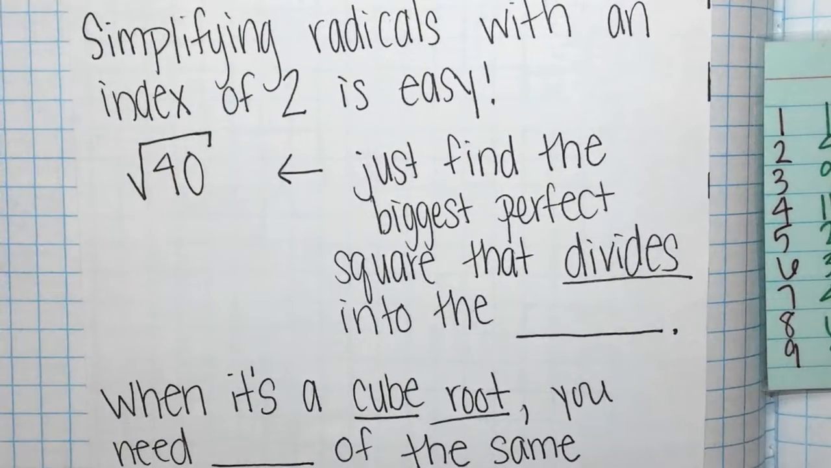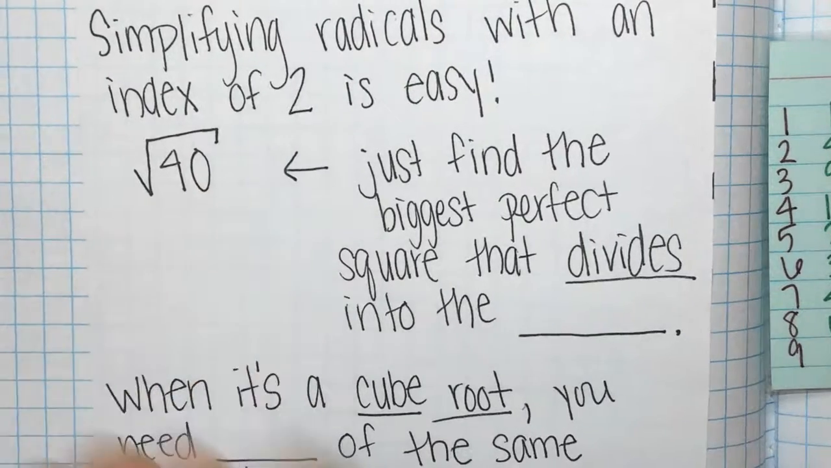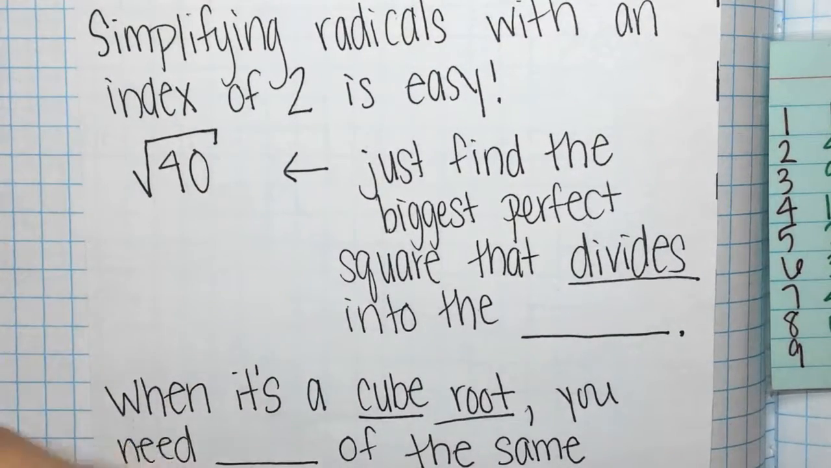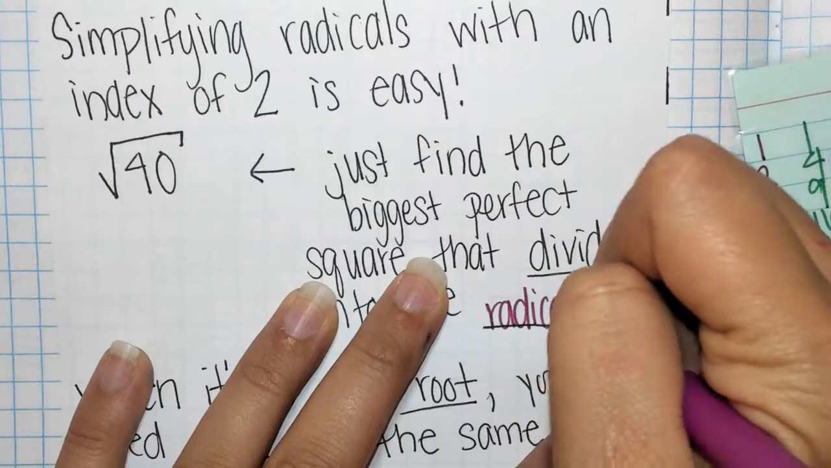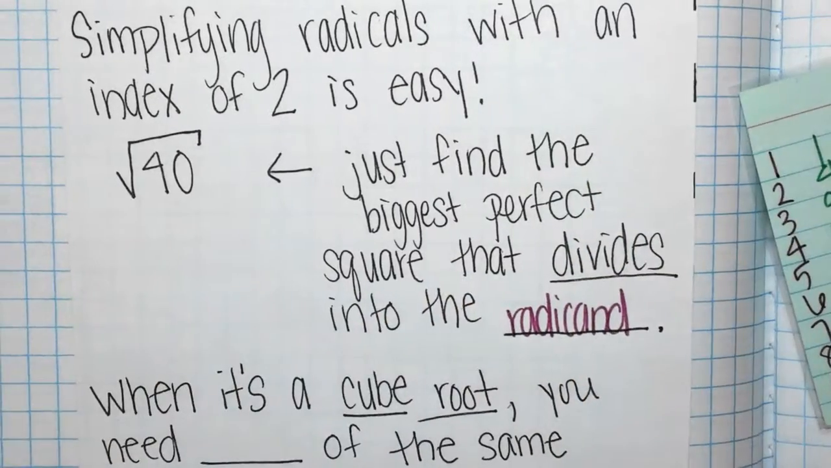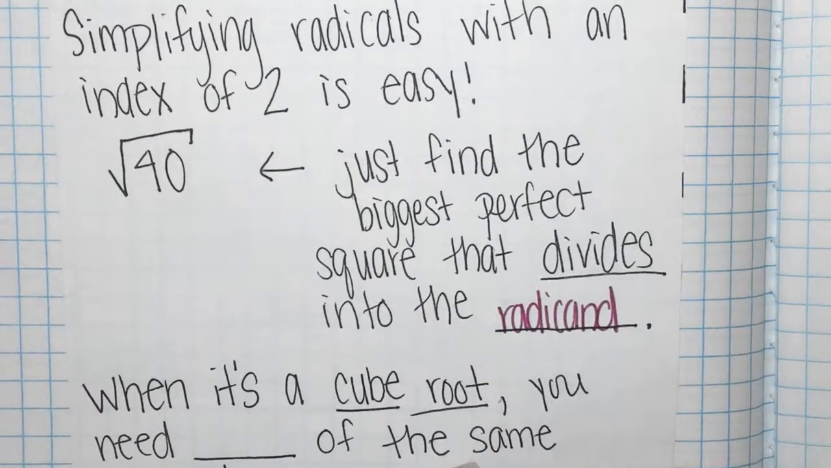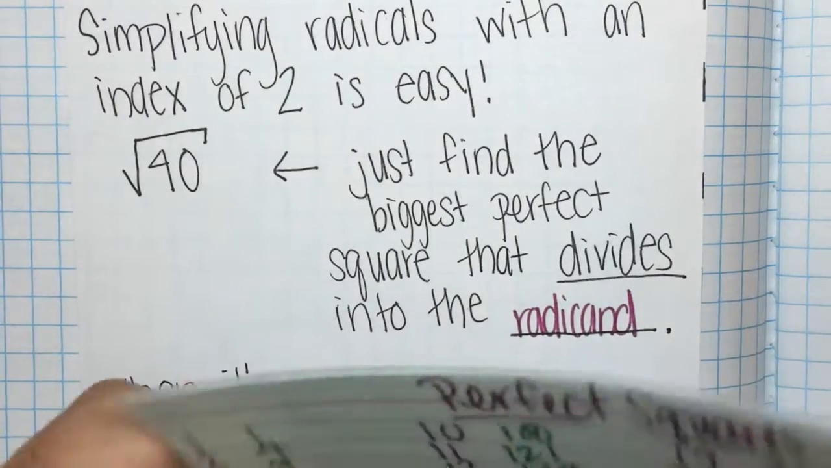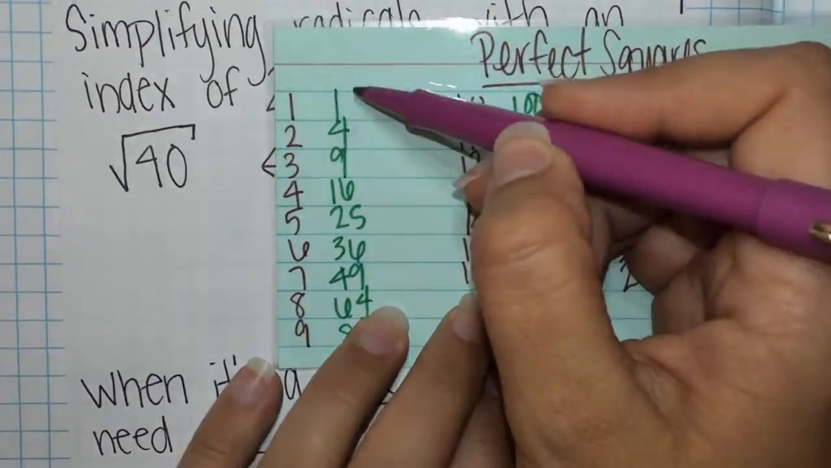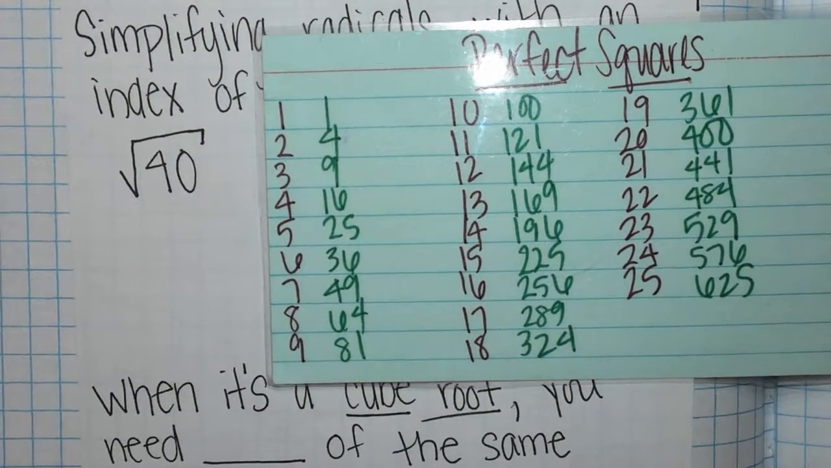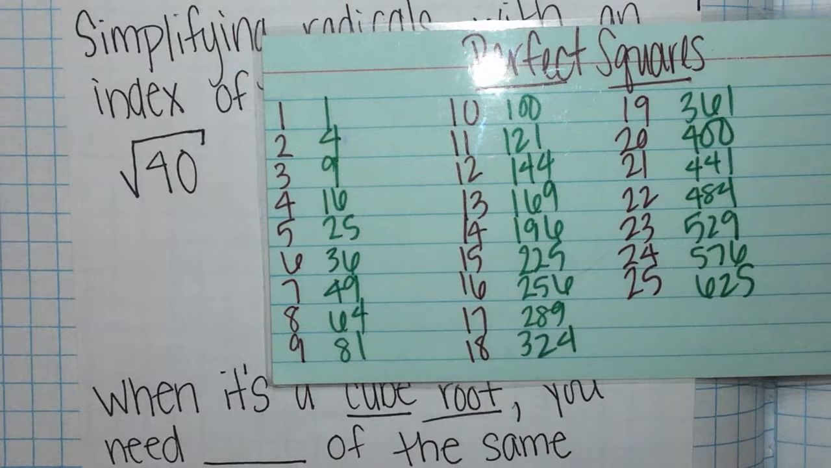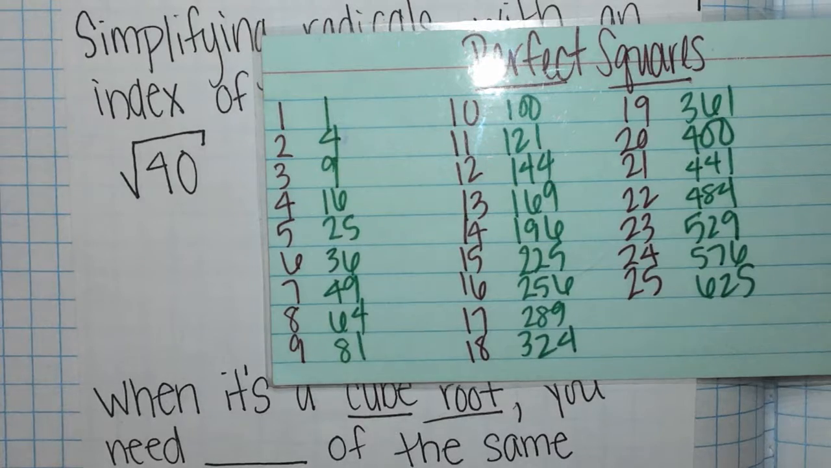40. No. It is 40, but what's it called? It has a specific name. Oh. Radicand. Take a point. Now, you did do 40 yesterday, so can anybody tell me the biggest perfect square that divides into 40? It is 4. Good, take a point.